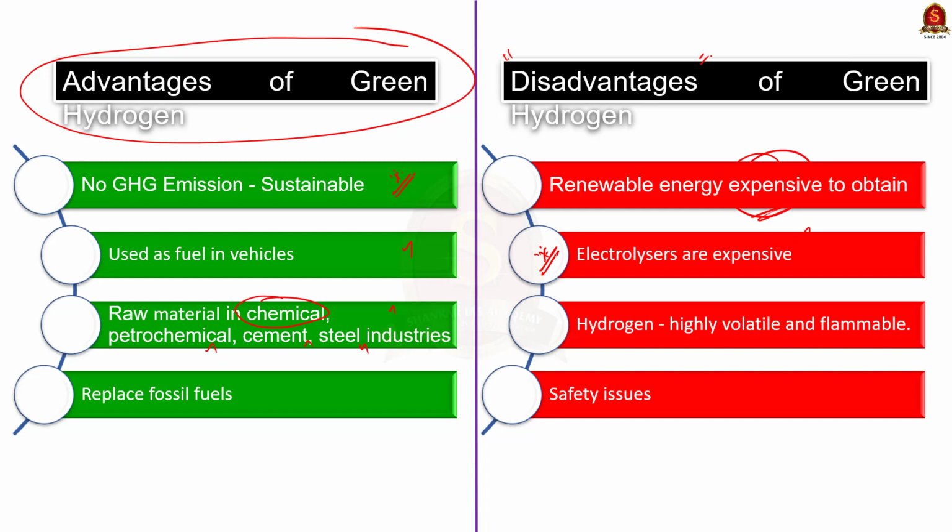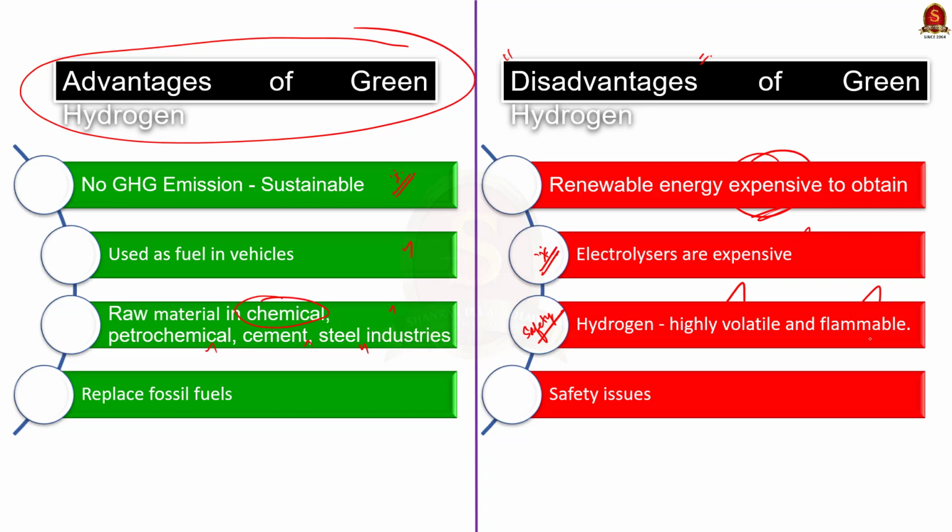Secondly, regarding the safety issues. Hydrogen in general is a highly volatile and flammable element. So, if there is some mishap, the consequences will be huge. Extensive safety measures are generally required to prevent leakages and explosions of green hydrogen.